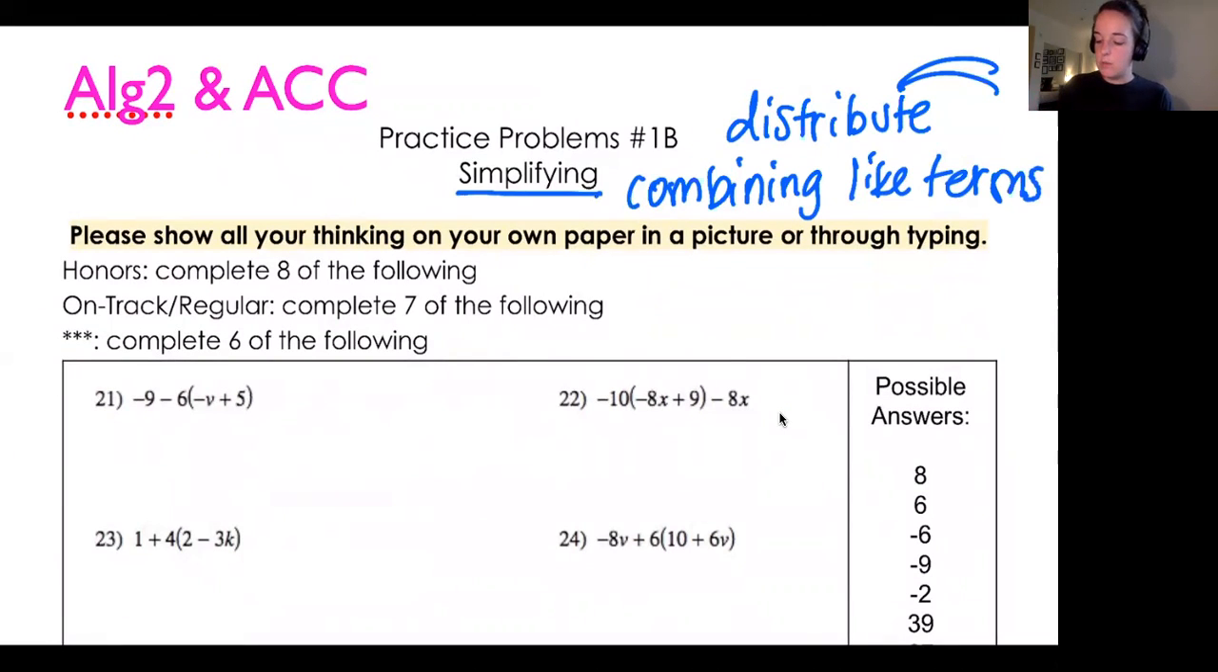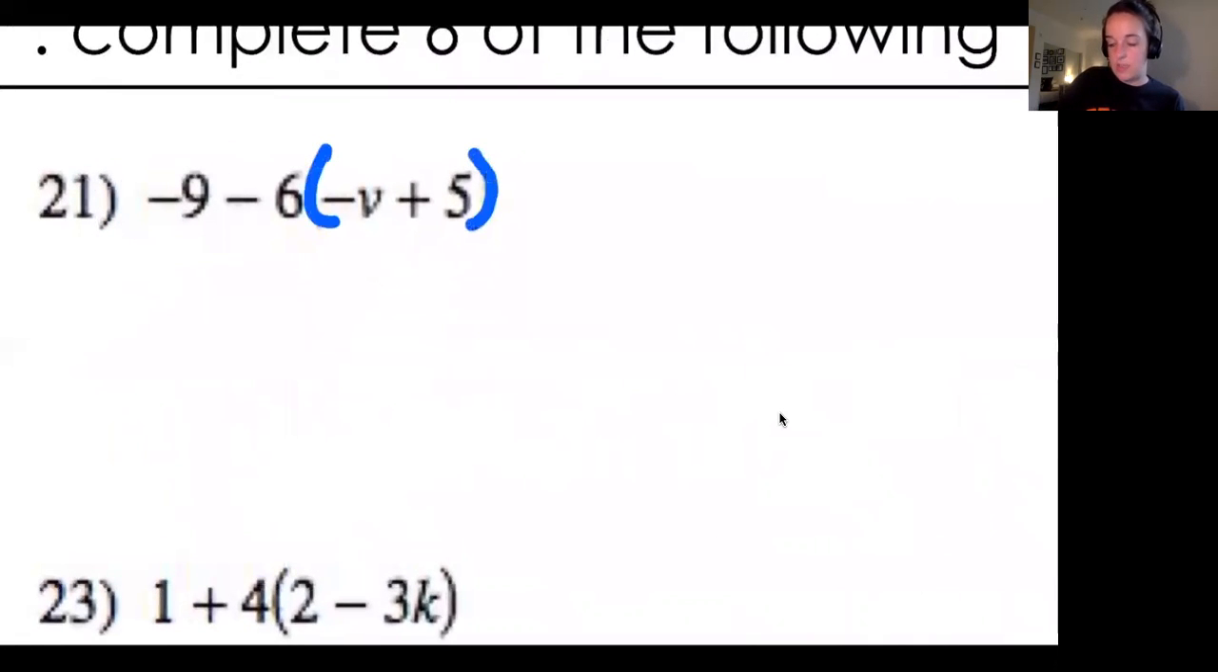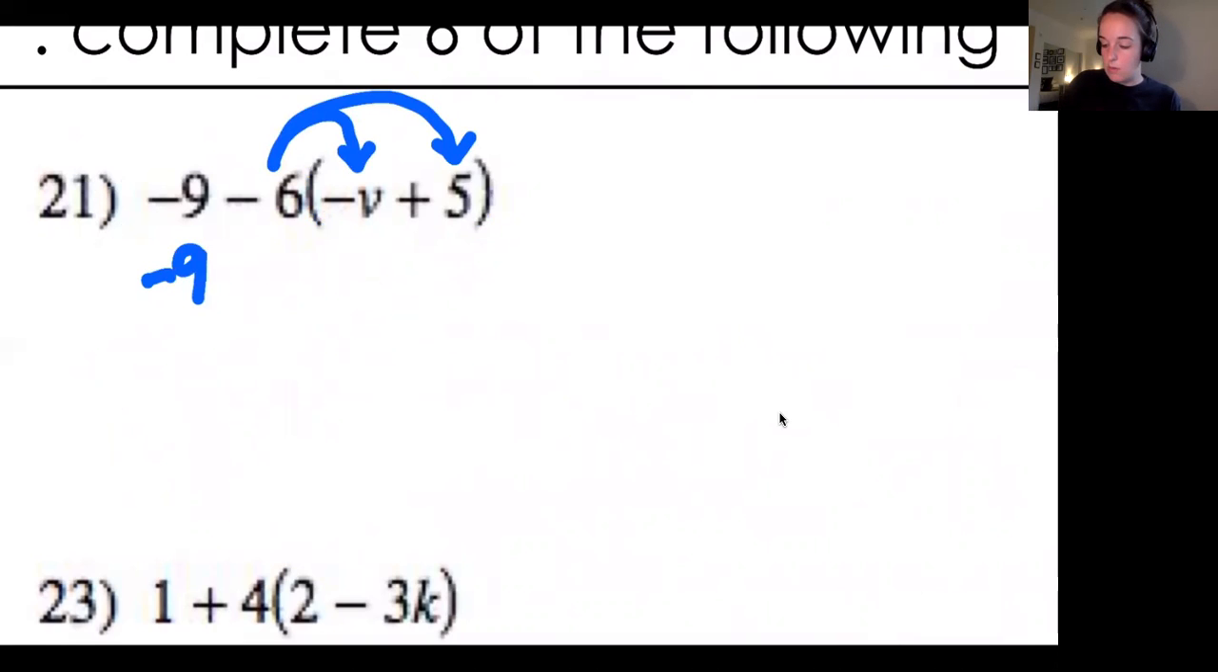So if I'm looking at number 21, I see that there are parentheses with a number in front. So I'm going to go ahead and distribute that -6 in. So I'm going to bring down the -9. So -6 times -v would be +6v. And -6 times +5 would be -30. I know that something is like terms if it has the same variable.